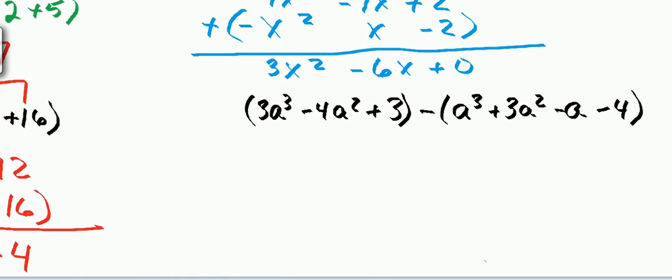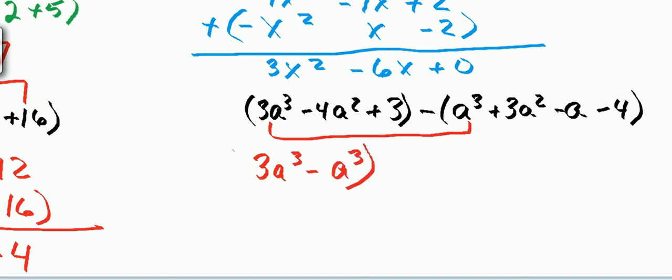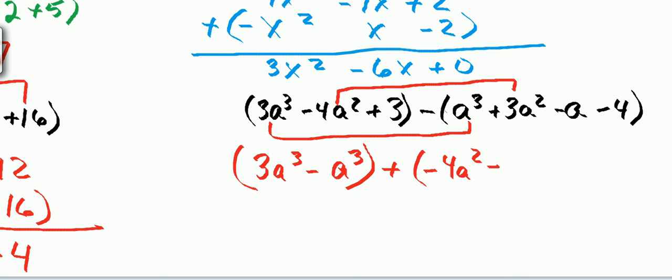And the last one in this set, I'm going to do this horizontally. So I'm going to combine my first two cube terms. So I have 3a cubed minus a cubed, and I have plus my next two terms are negative 4a squared minus 3a squared. Remember, I'm subtracting here.